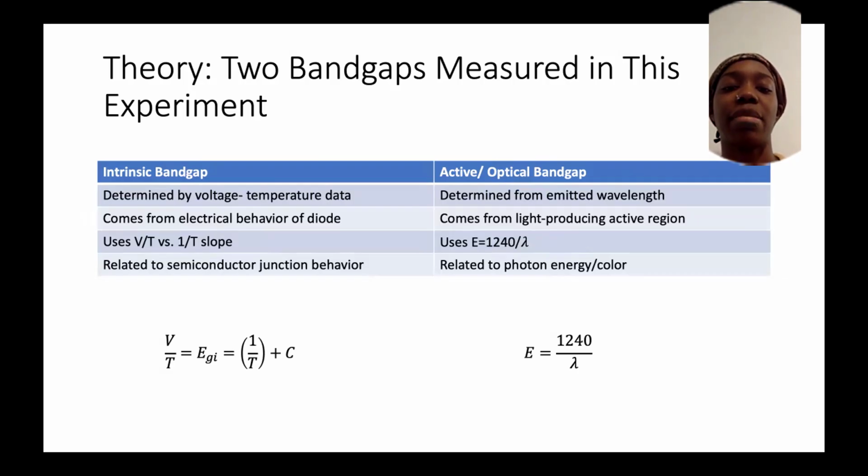So the active band gap answers the question, what energy of light is being emitted? The intrinsic band gap answers the question, how does the diode material behave electrically as temperature changes? Because those are not exactly the same question. The two values are close in trend, but they're not identical.